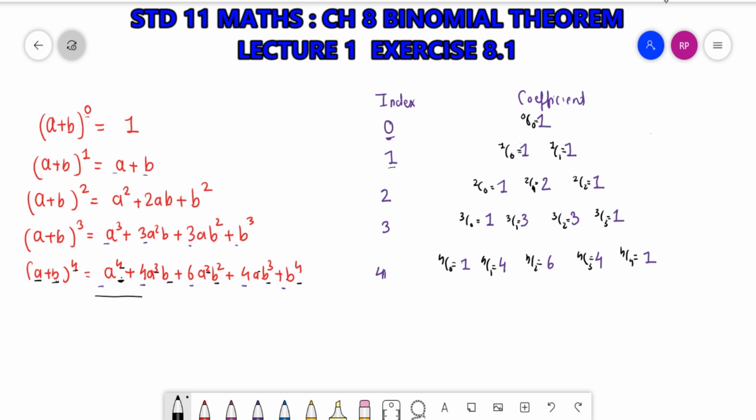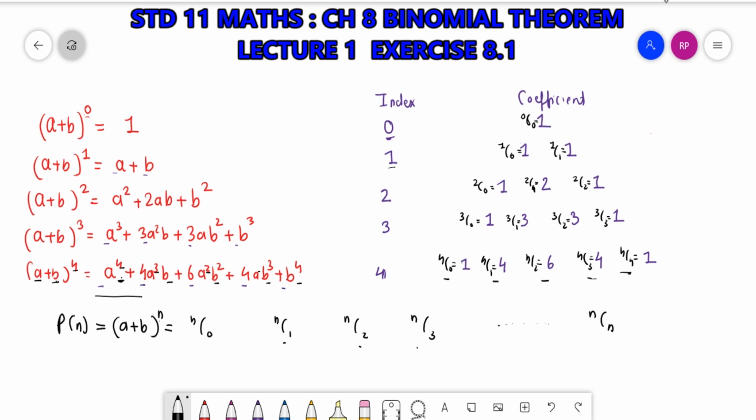We will use the binomial theorem like P of n. If it is a plus b raised to n, then this will be equal to, now see what about the coefficients. First we are using nC0, then nC1, nC2, nC3 up to the last nCn, right? See here 4C0, 4C1, 4C2, 4C3, 4C4, right? So I have taken this way nC0, nC1, nC2, nC3, nC4.